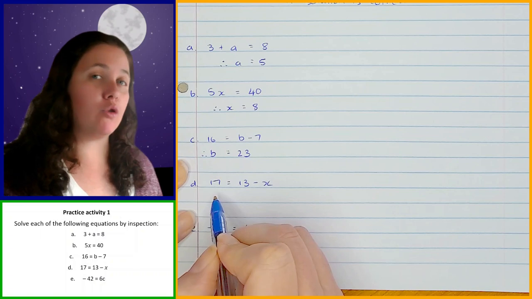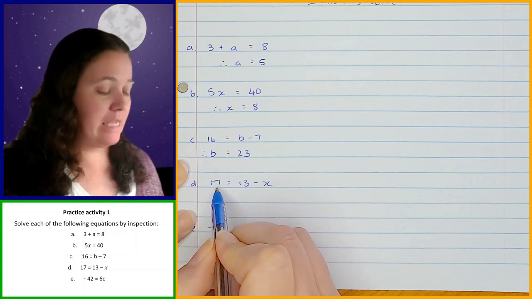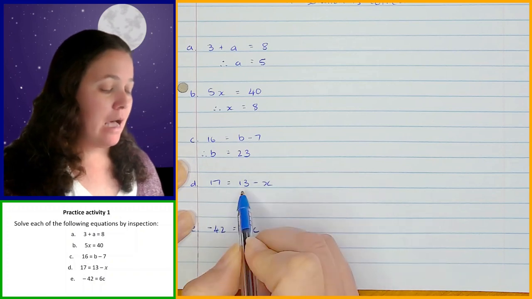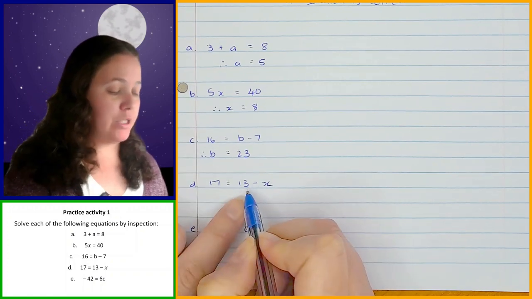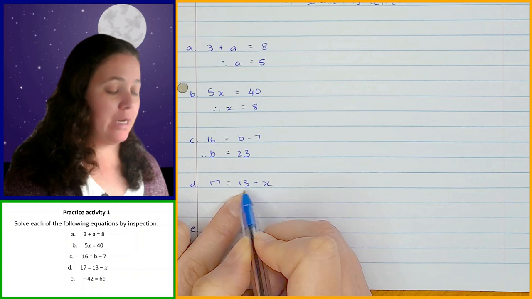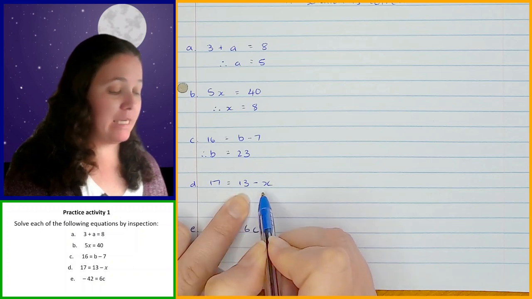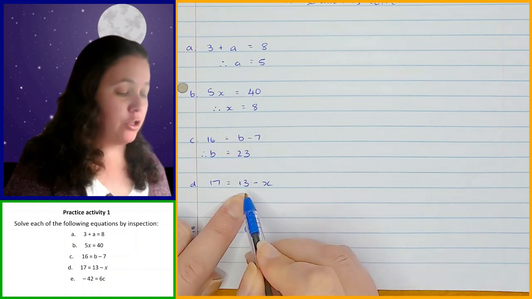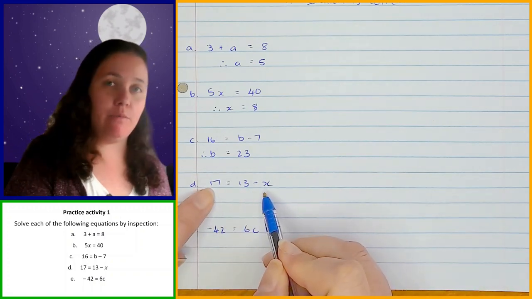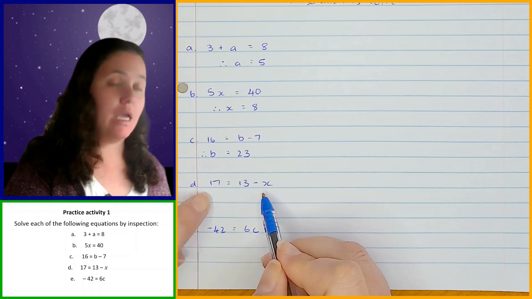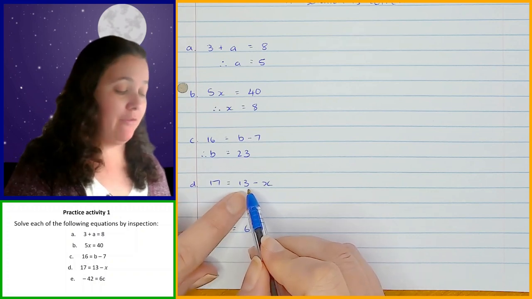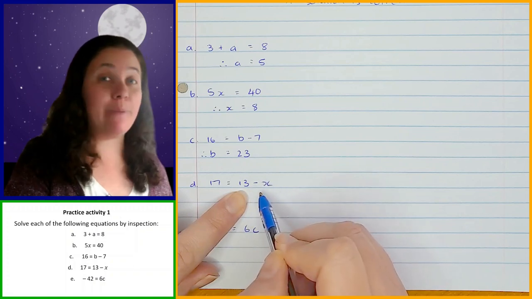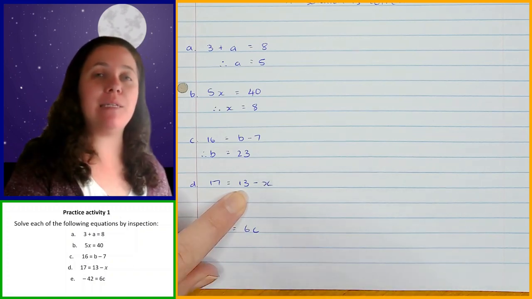The next one was a bit more tricky. Here I've got 17 equals 13 minus x. Now in this one, I'm starting off over here with a smaller number than I'm going to end up with, and I'm supposed to be subtracting from it. Normally when you subtract, your number is going to get smaller. So 13 minus something should give me a smaller number than 13 instead of a bigger number. The only way that this can happen is if I'm subtracting a negative number, which actually means I'm going to end up adding. Remember, if you subtract a negative number, it means that you add.